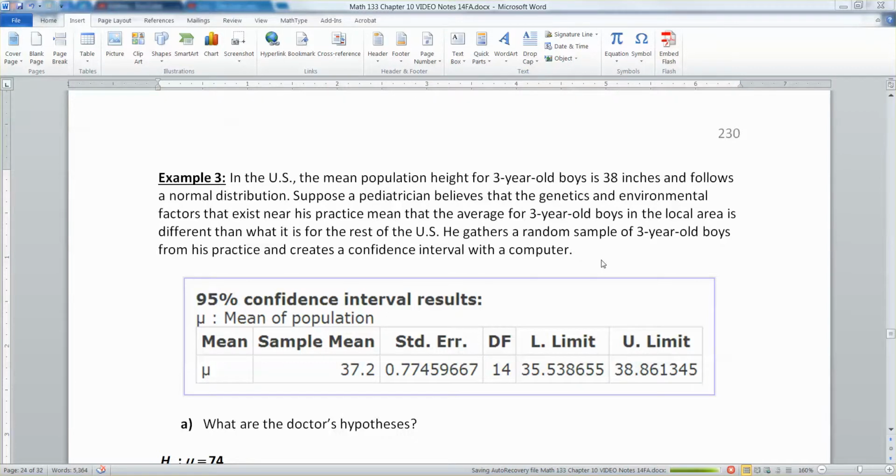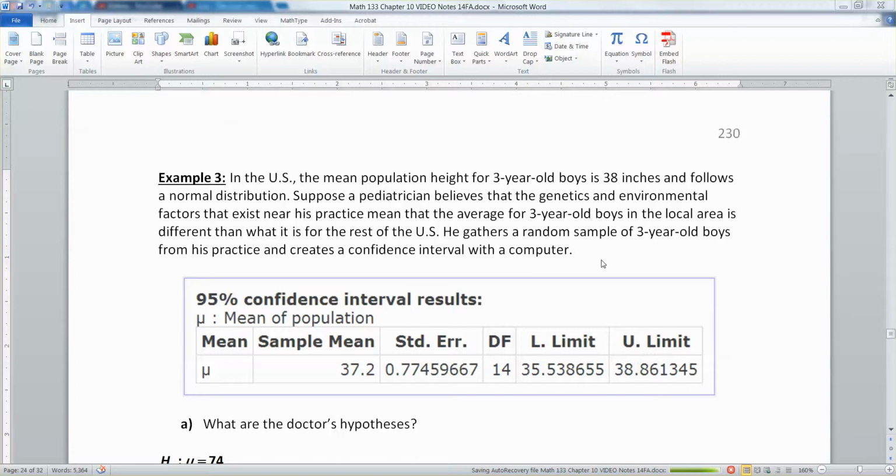Now let's see if we can marry the idea of hypothesis tests and confidence intervals together into one example. In the US, the mean population height for 3-year-old boys is 38 inches and follows a normal distribution. Suppose a pediatrician believes that the genetics and environmental factors near his practice mean that the average for 3-year-old boys in the local area is different than what it is for the rest of the US. He gathers a random sample of 3-year-old boys from his practice and creates a confidence interval with a computer.